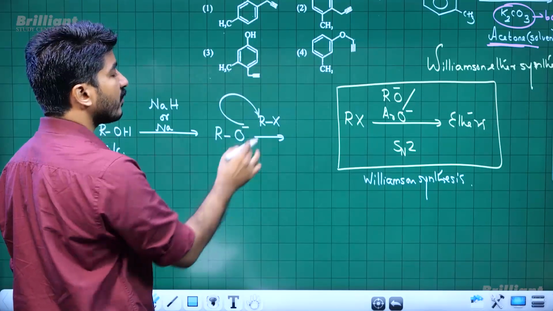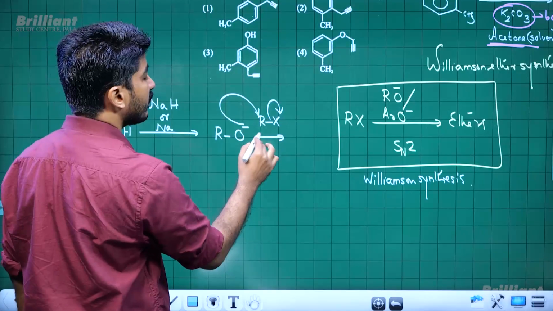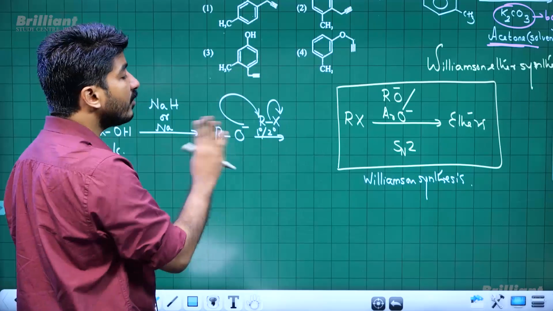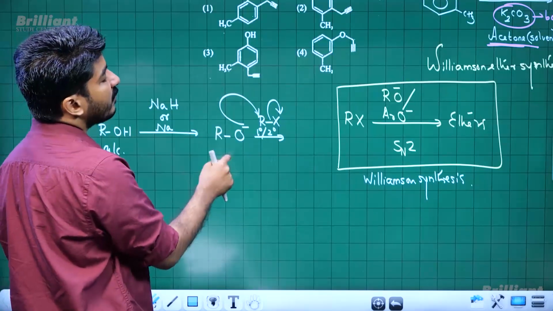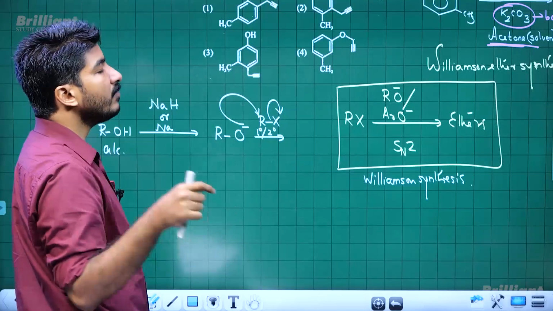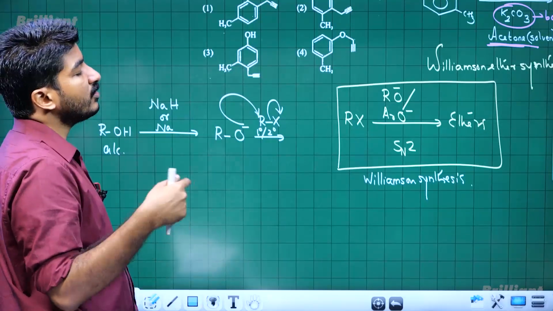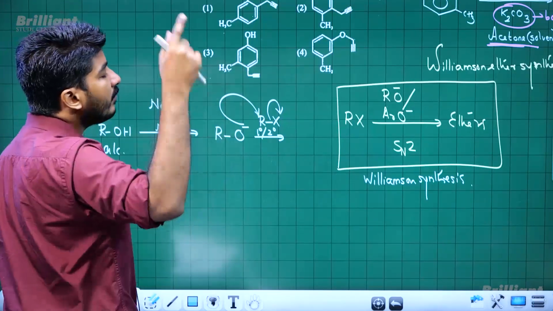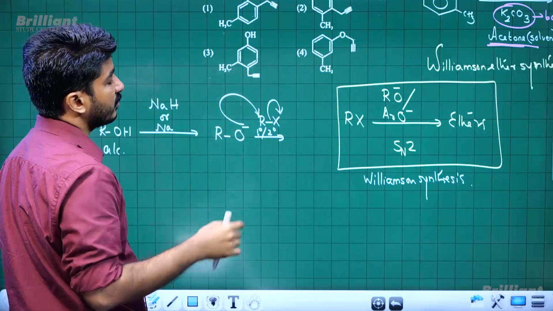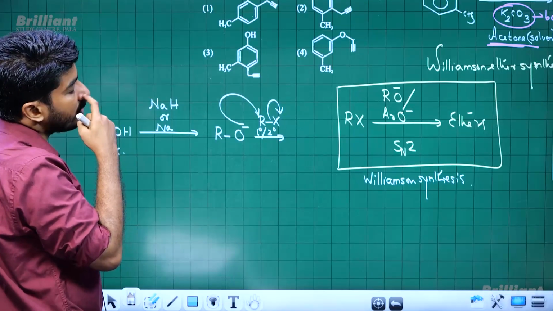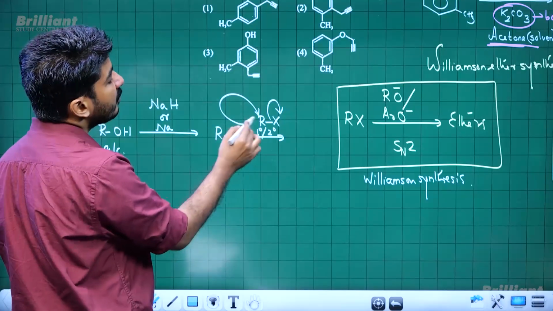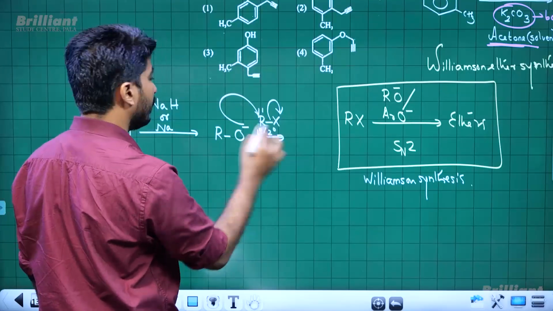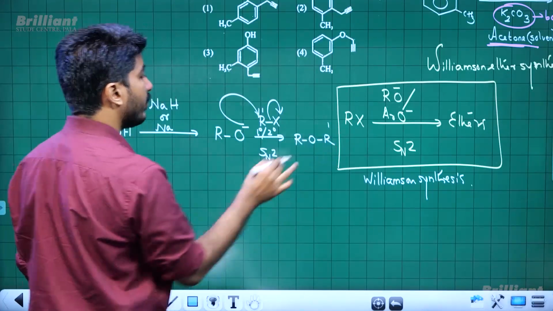This RO minus attacks the haloalkane, and for that reason it should be primary or secondary. It should not be tertiary, because if RO minus reacts with a tertiary haloalkane, it will give an elimination reaction. Remember, an increase in sterics favors elimination, and that will give only an alkene. That is not Williamson synthesis. Williamson synthesis is an SN2 reaction of alkoxides with suitable haloalkanes. So this happens and we get R, O, R dash as the product, which are ethers.